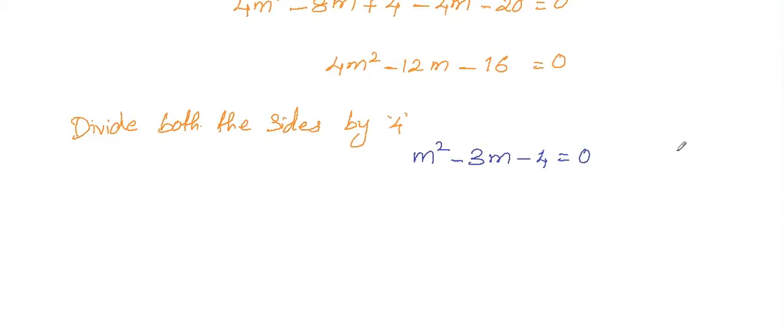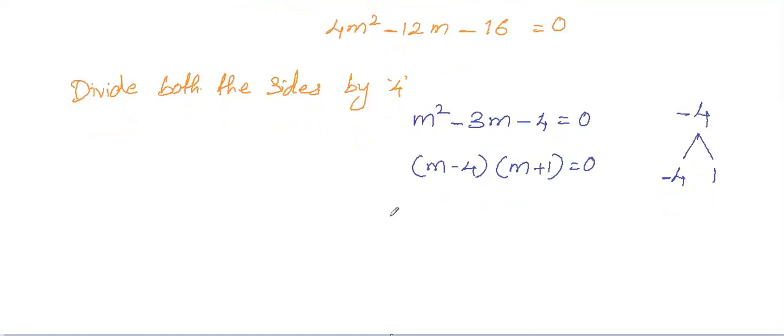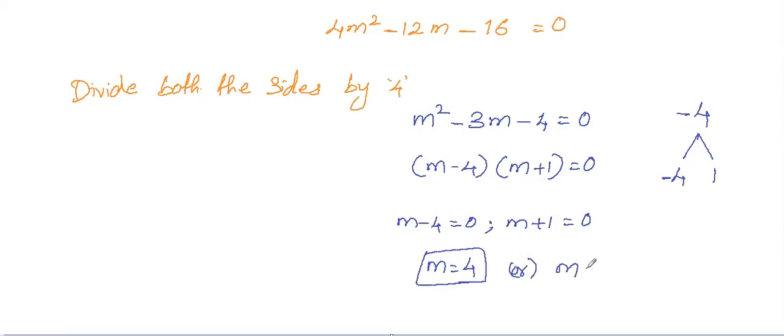Now find the factors of minus 4. Which two numbers add up to minus 3 and multiply up to minus 4, which is minus 4 and plus 1. So the factors are (m minus 4) into (m plus 1) equals to 0. So the m values are 4 or minus 1.